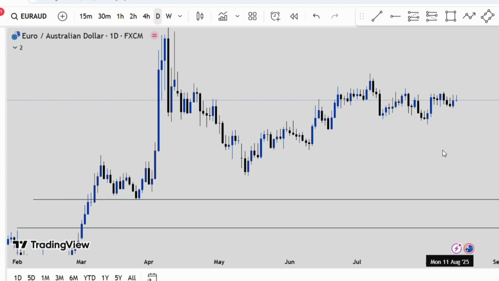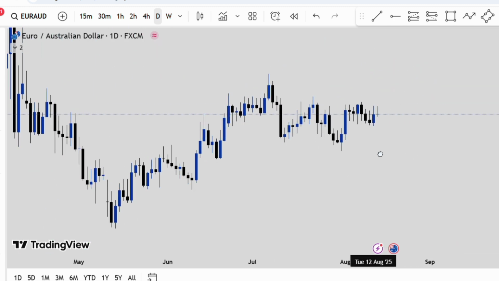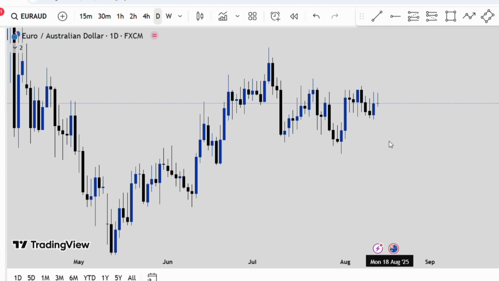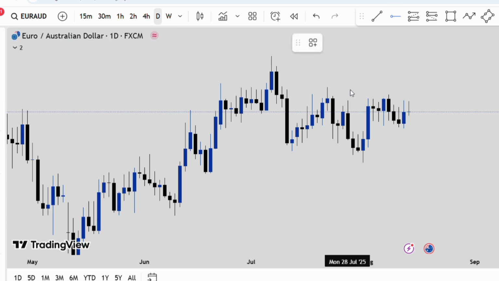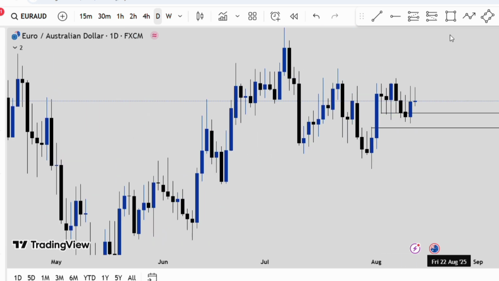Now, when looking at our daily time frame, you can see price already tapped into this fair value gap. I think last week, price took out this fair value gap, giving us a push to the upside after dancing around this fair value gap.